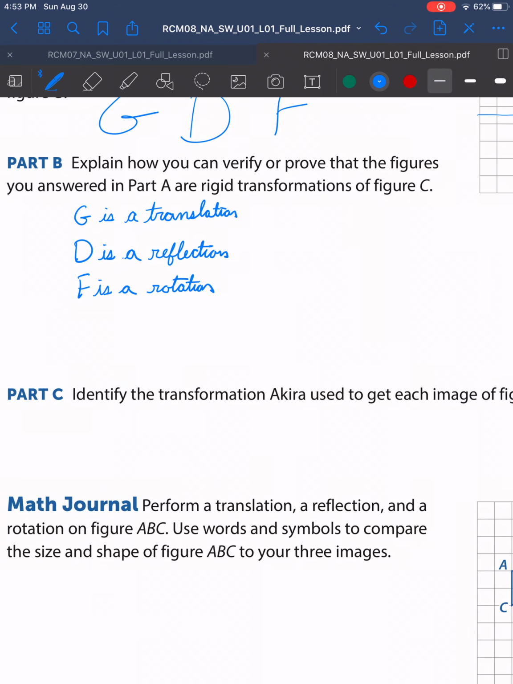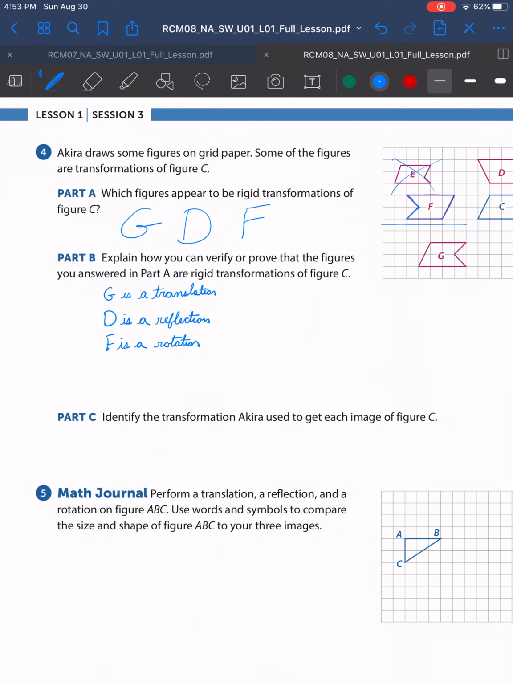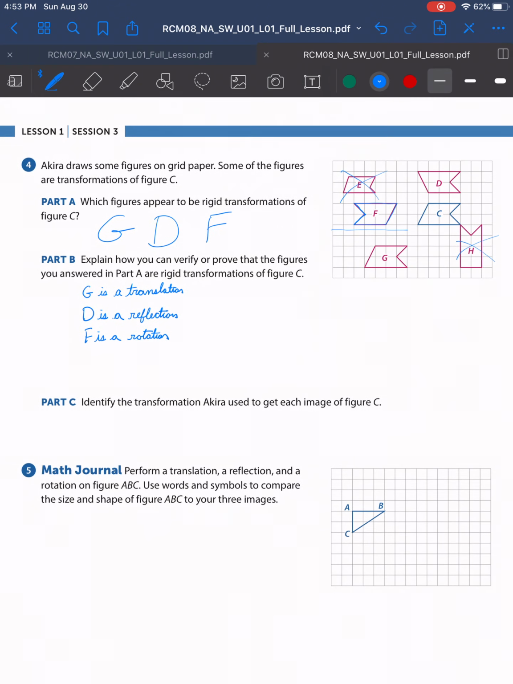Part C says, identify the transformation Erica used to get each image of figure C. Wait, isn't that what we just did? Oh, okay. So I guess up here what we should have done is we should have proved it. How do you prove it? Well, we could have said G is a slide because it doesn't rotate, it just slides. And D is a reflection because if you draw a line of reflection, you can make sure the corresponding sides are the same distance away from the line of reflection.